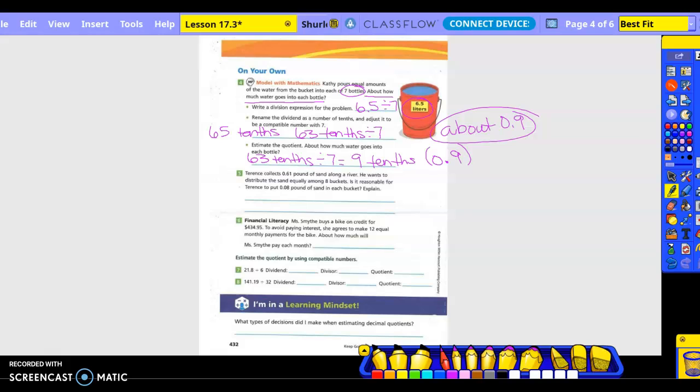Terrence collects 6/100 pounds of sand along a river. He wants to distribute the sand equally among 8 buckets. Is it reasonable for Terrence to put 8/10 of a pound of sand in each bucket? So we have this, and then they want to know if it's reasonable. Okay, so we're going to draw our line and say because. We're going to write yes or no on that line, and right now we're going to explain why.